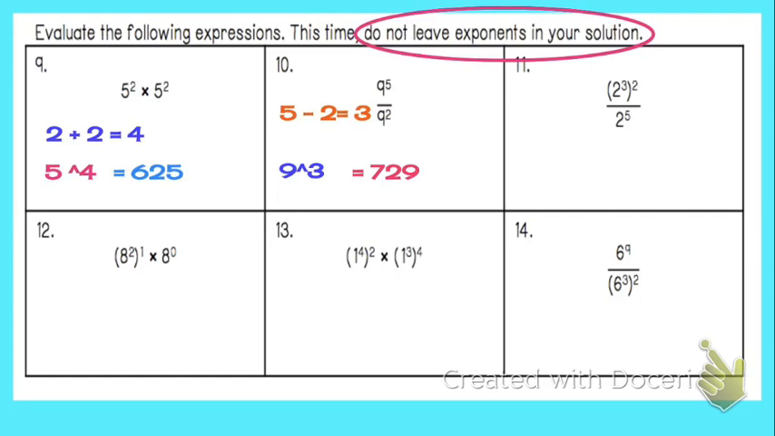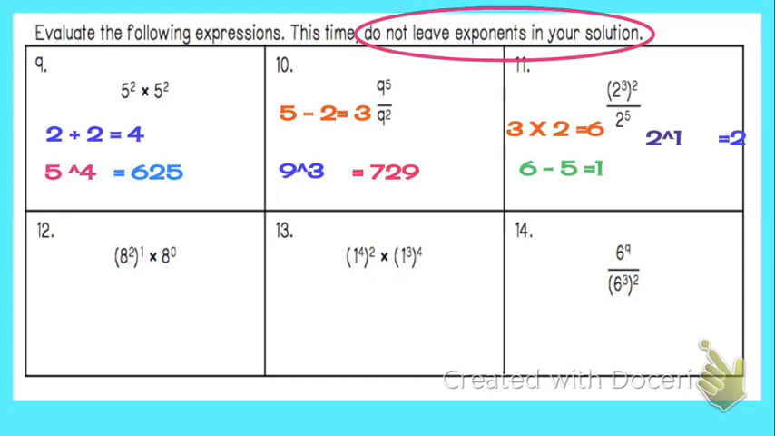Number 11. We have 2 cubed to the 2nd power over 2 to the 5th power. So we're going to multiply our two exponents first, 3 times 2, because it's a power raised to another power. So 3 times 2 is 6. And then we would end up with 2 to the 6th power over 2 to the 5th power. So we'd subtract 6 minus 5. So our final answer would be 2 to the 1st power. And then simplifying that gives me 2.